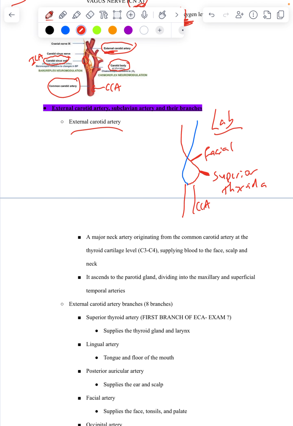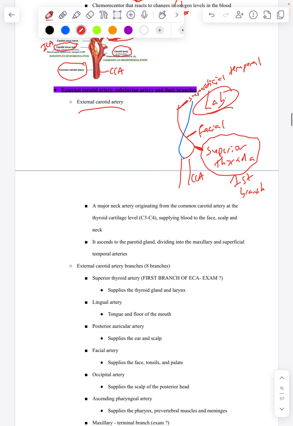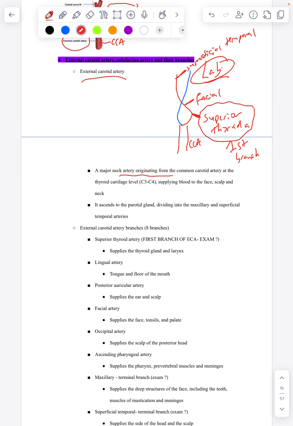And the last branch is going to go all the way to the side of your head. Because remember, we're doing like superficial, outside the skull. So this is going to be superficial temporal. So these are the 3 branches for lab. Here, obviously, we're going to have to know more branches. But the key thing is superior thyroid artery is your first branch. Again, arteries are going away from the heart. So your first branch, if this artery is going up, is going to be the lowest branch, which is your superior thyroid artery.